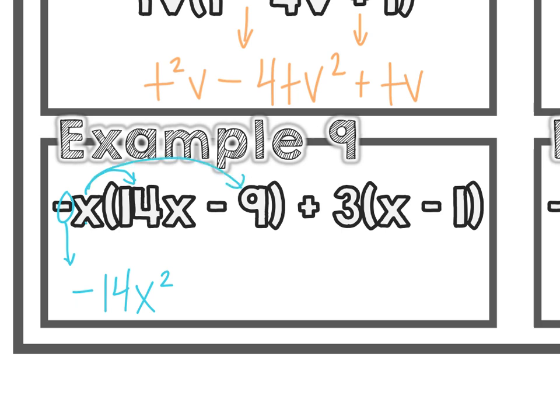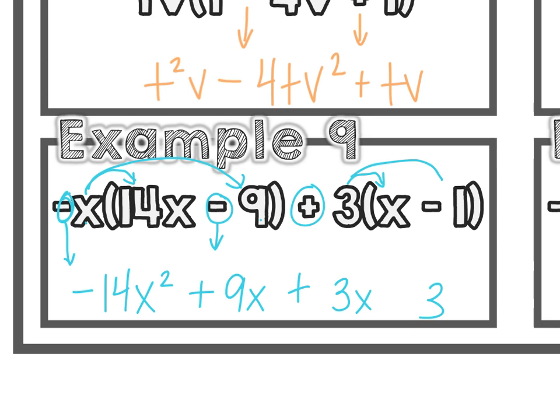minus 9. So we're multiplying by this negative, so this sign becomes a positive. And 1x times 9 is just 9x. But now we have to multiply this one, distribute this 3 over here. So I'm going to keep this sign because we're adding the two quantities. So 3 times x is just 3x, and then 3 times 1 is 3, and we're multiplying by a positive 3, so this stays negative.